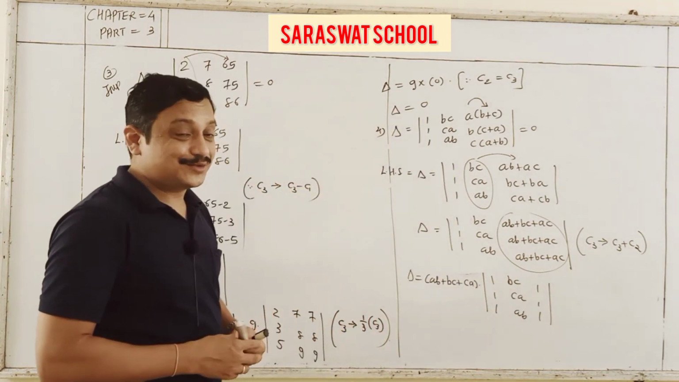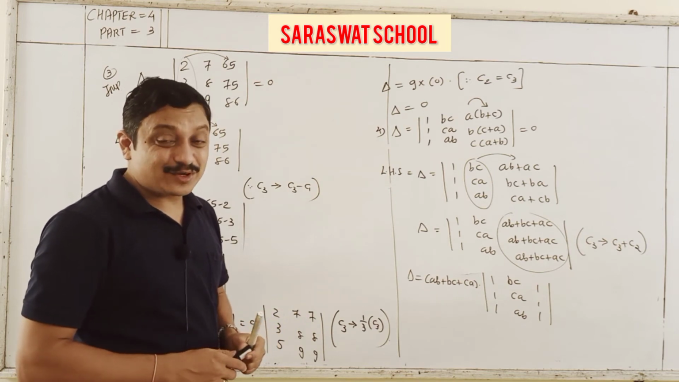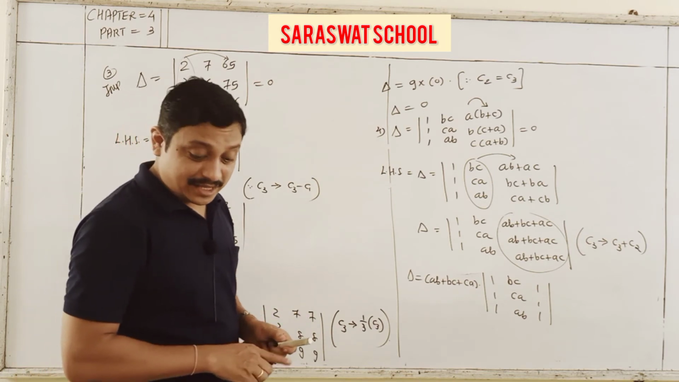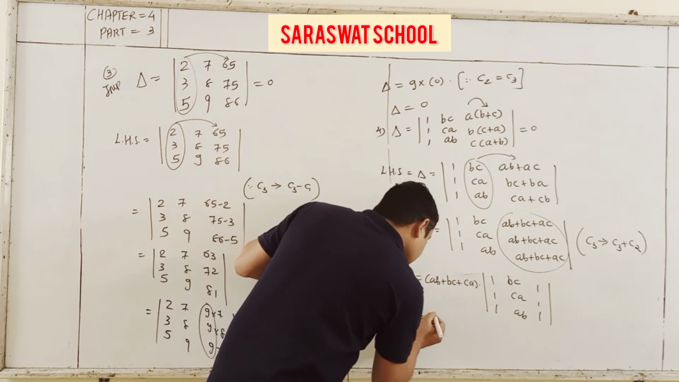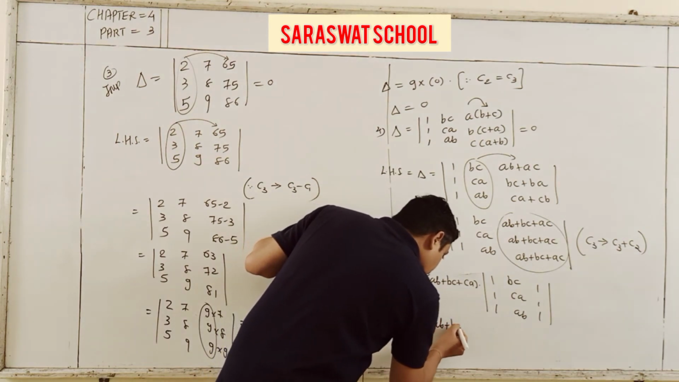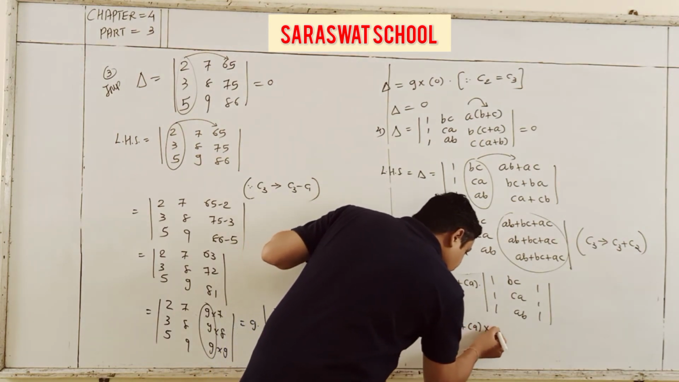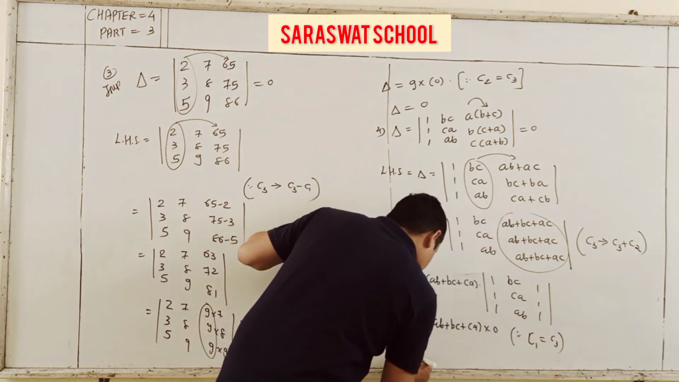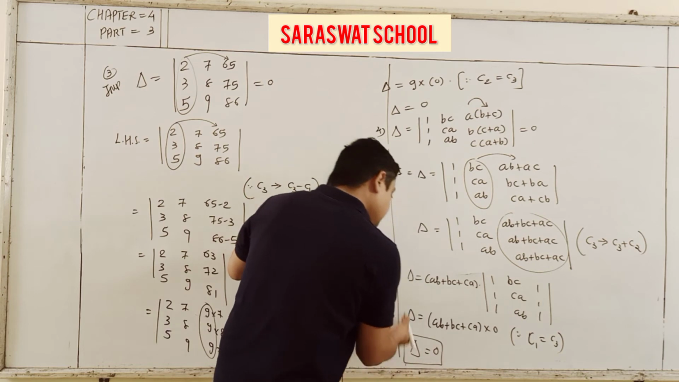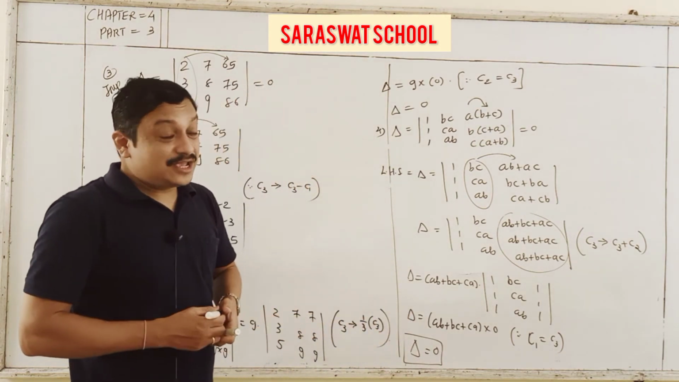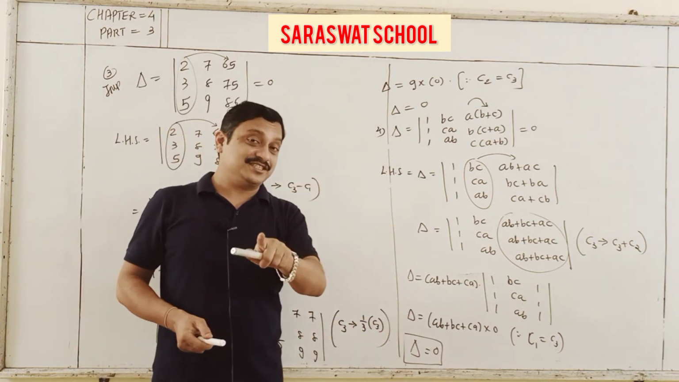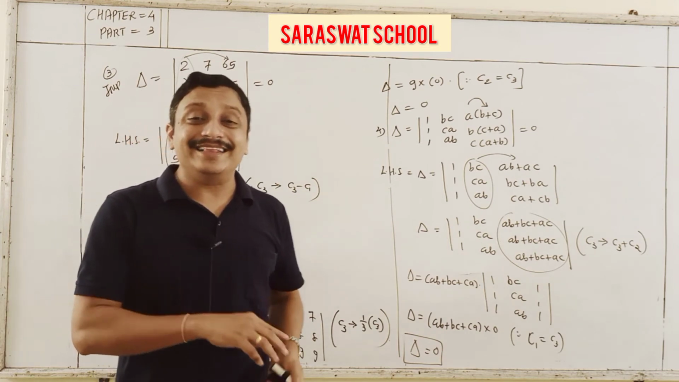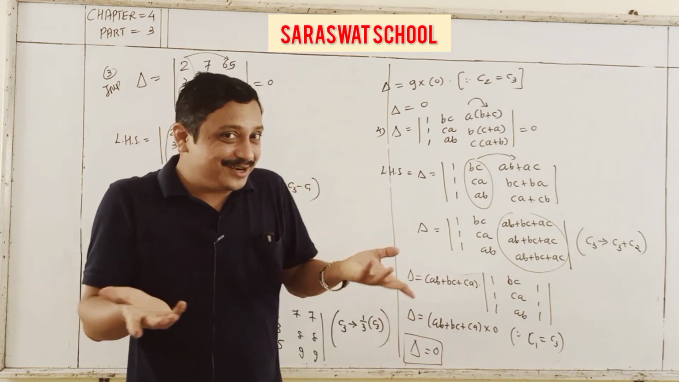And you will also check here, this is 0 because first and third columns are equal. So del is AB plus BC plus CA into 0, because column 1 equals column 3, and that's why my answer is totally 0. Here we did not use the definition, only our properties 1 to 6.